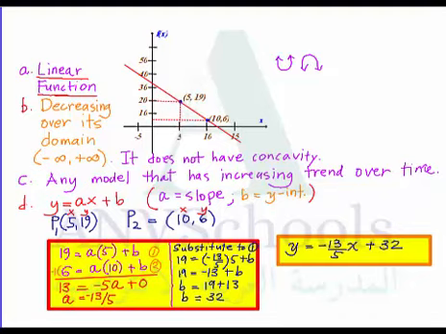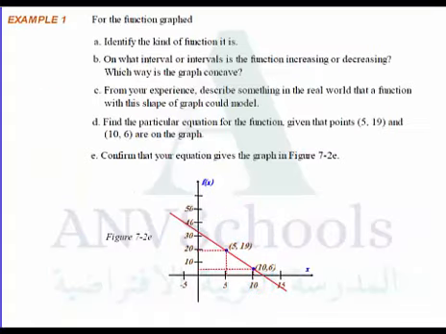And I'm trying to look over the whole solution, and on C, it says that we have an increasing trend. I'm being careless. Okay, so this should be a decreasing trend over time. Okay, we are done with our function, and this is our function. So, what is the question again? For letter E, confirm that your equation gives the graph in figure 7-2A.